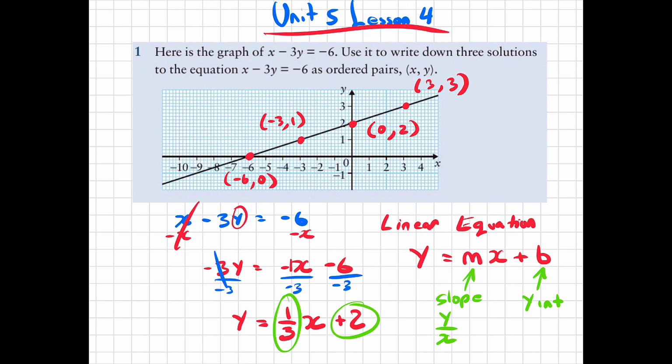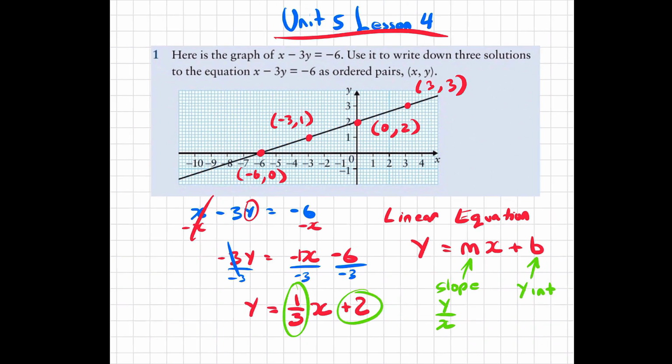So the equation, the linear equation in the form of y equals mx plus b, allows me to easily graph this out without doing all that math, just by using the y-intercept and following the slope.